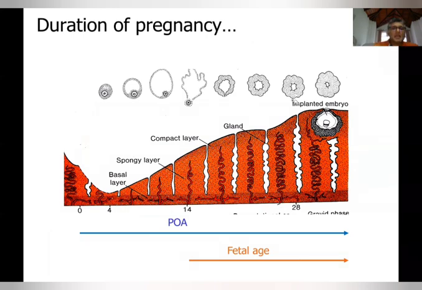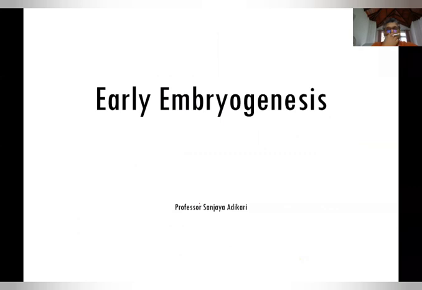Then the same thing, duration of pregnancy and period of amenorrhea. The period of amenorrhea starts from the beginning of the last menstrual period, and the fetal age starts from the time of fertilization, which is very close to the time of ovulation. Same thing. Then the early embryogenesis, the part that I wanted to describe, the embryology part.